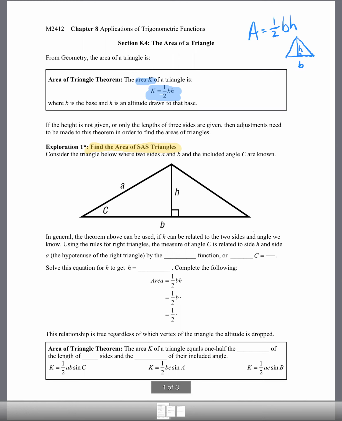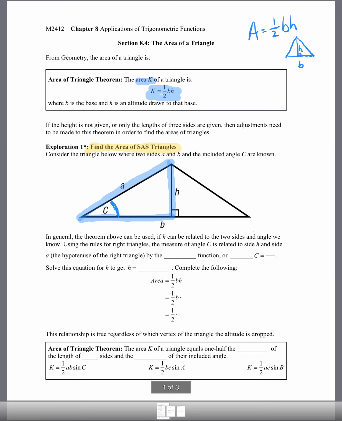So if you'll go with me here through this, let's see if I can get a pen color here you can read. And it says that in general, the theorem above can be used if H can be related to 2 sides and an angle. Using the rules for right triangles, the measure of angle C. So if we look right here at angle C, and we're focusing in right here on the fact that angle C is part of a right triangle, right there, okay.